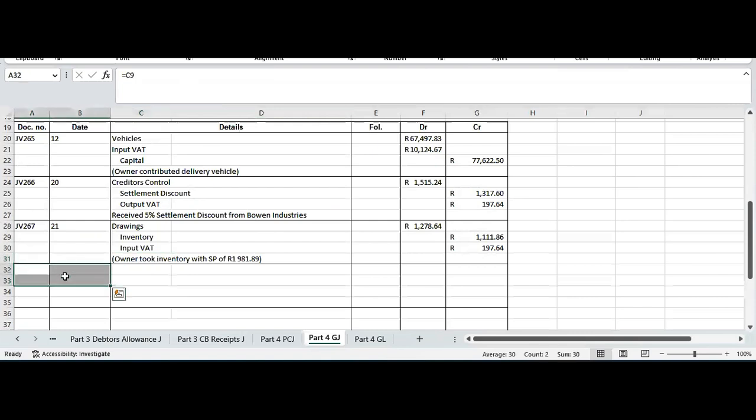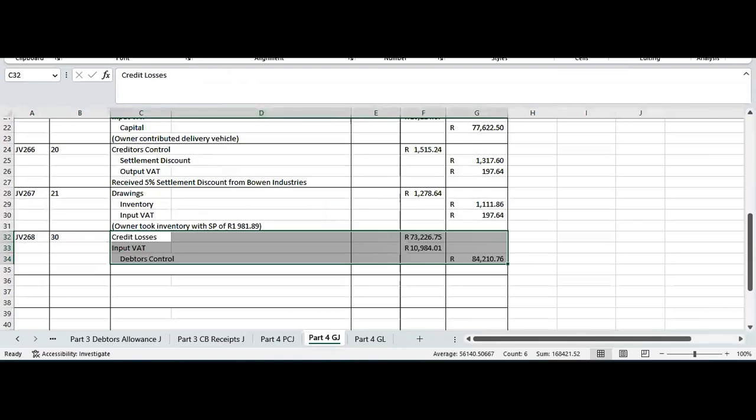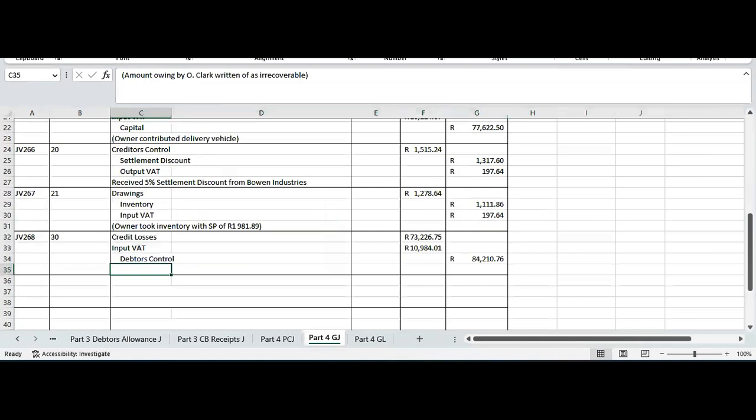Next transaction, it's getting boring. We're going to do it. The document number and the date was given. We calculated this already, and then we said what is supposed to be debited and credited, and here we just put down the reason. Amount owing by O. Clark was written off as irrecoverable.